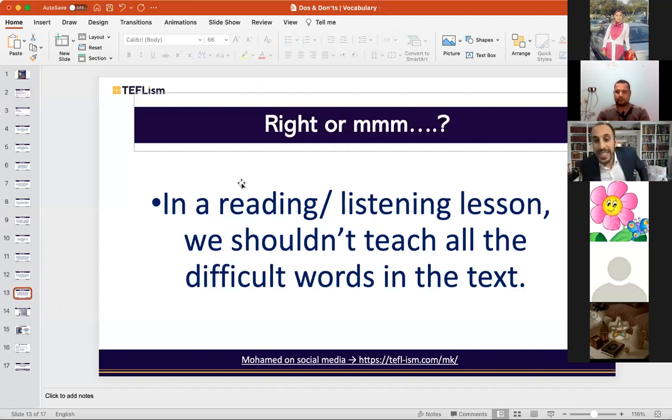So in a reading or a listening lesson, we shouldn't teach all the difficult words in the text. We shouldn't teach all of them. And the word text here means reading or listening, a spoken text or a written text. So we can use the word text with listening, no problem. Yes, thank you, Mona.